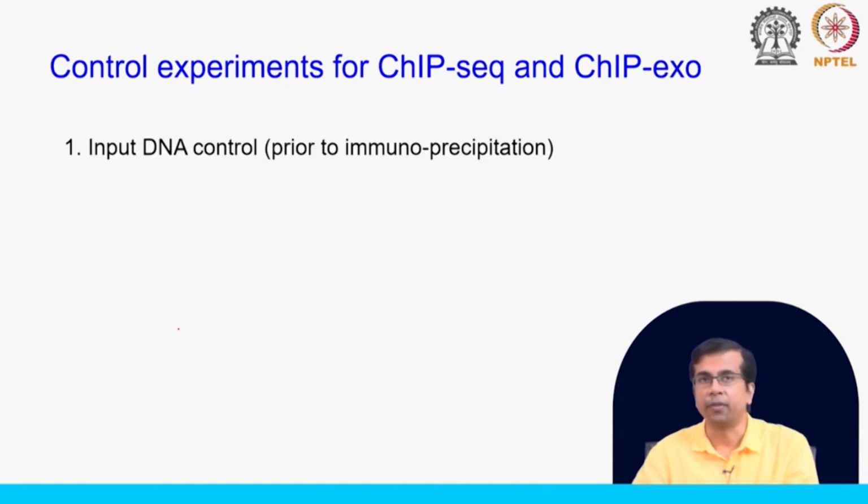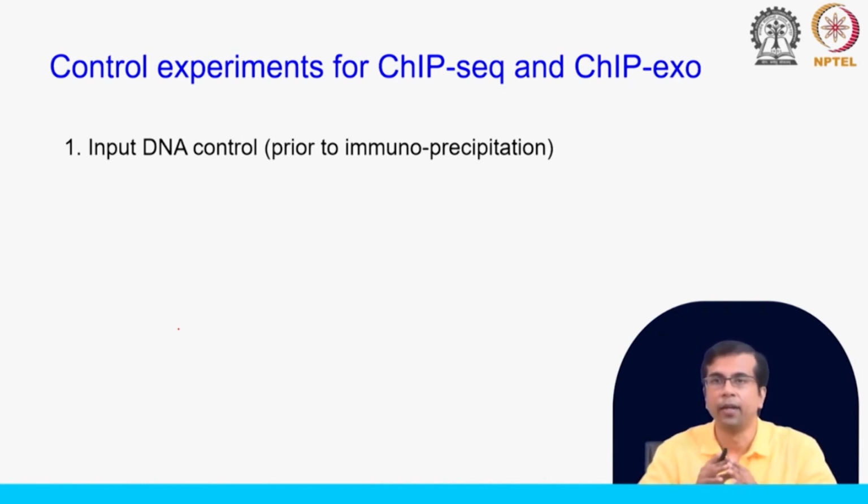So, there are three types of controls that we need. The first is input DNA control. This is prior to immunoprecipitation. So, remember what we will get after ChIP-seq or ChIP-exo. We will get reads mostly from specific regions of the genome, right. So, if you are looking at, let us say, transcription factor binding sites, we will get reads mostly around that region. So, there should be an enrichment of reads around that region, and that has to be compared with the input DNA control, right.